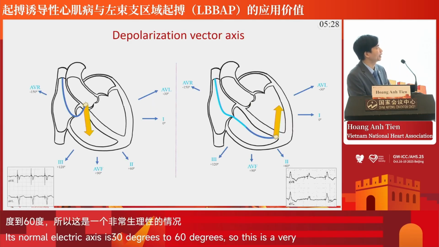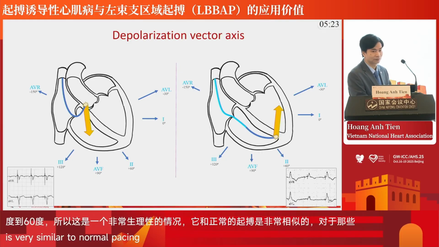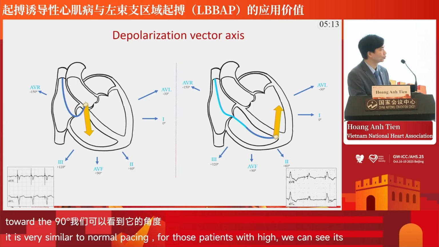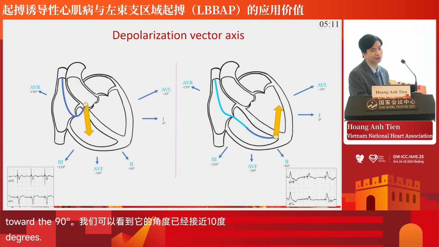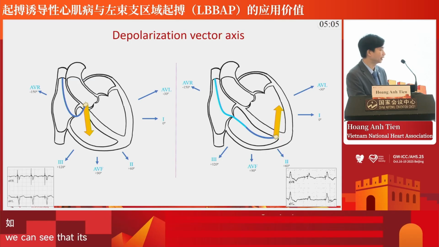In the patient with a very high septum, the depolarization is toward the leg, toward the 90 degrees. So when the axis is 90 degrees, we conclude that it's a high septum. For example, it's positive in V1 and negative in aVF.